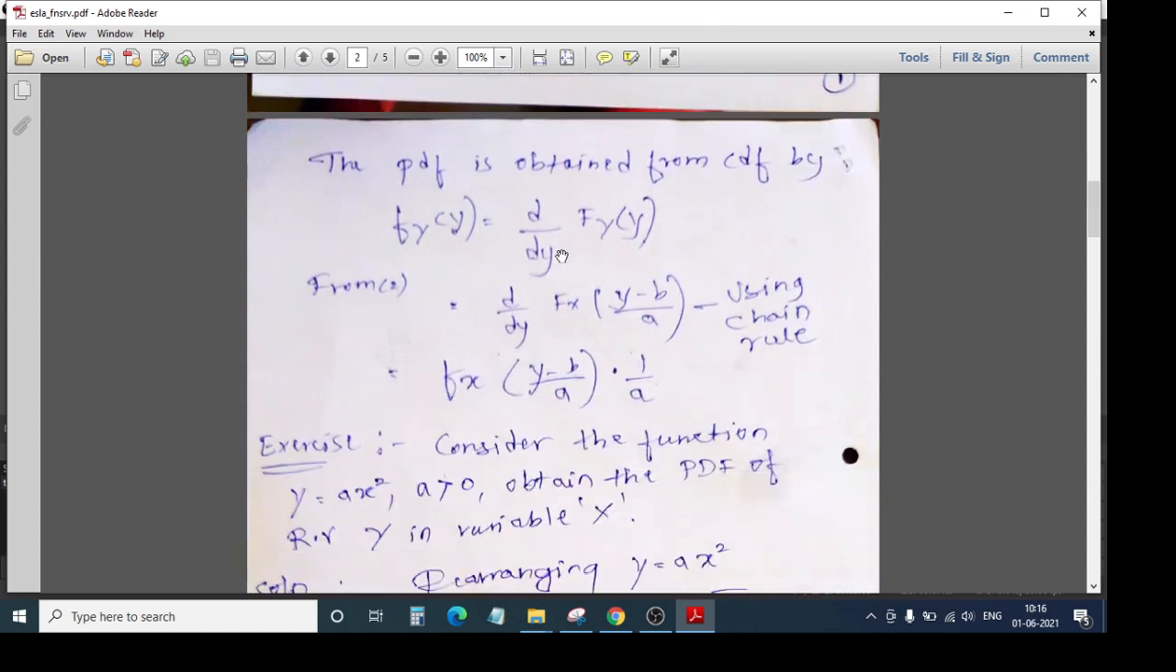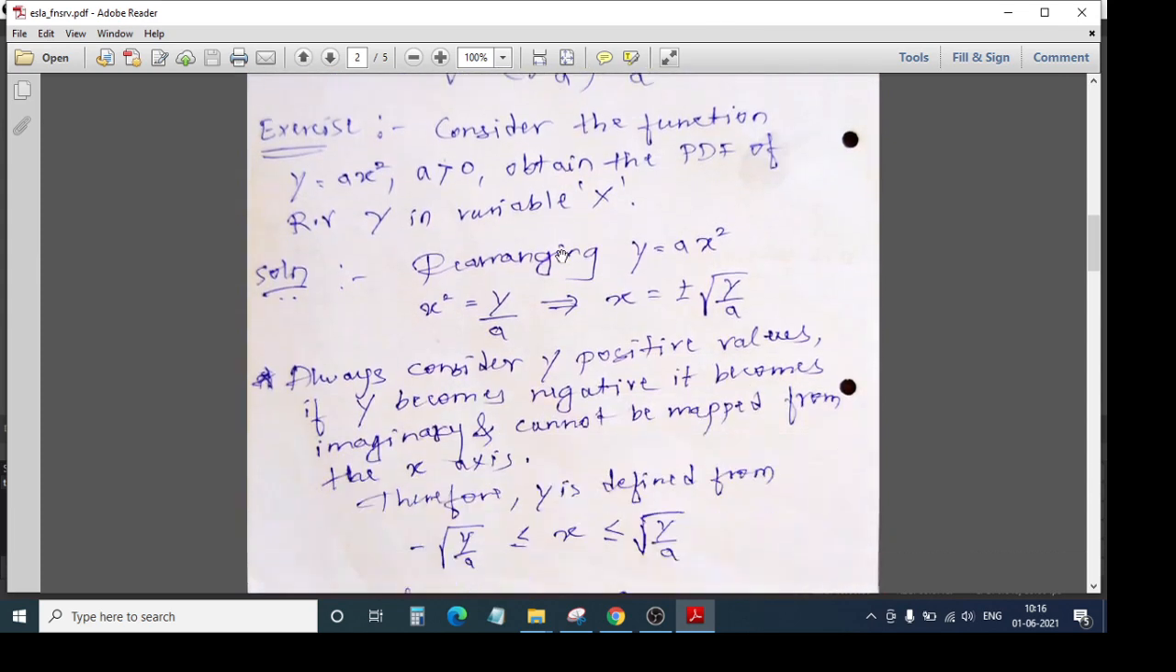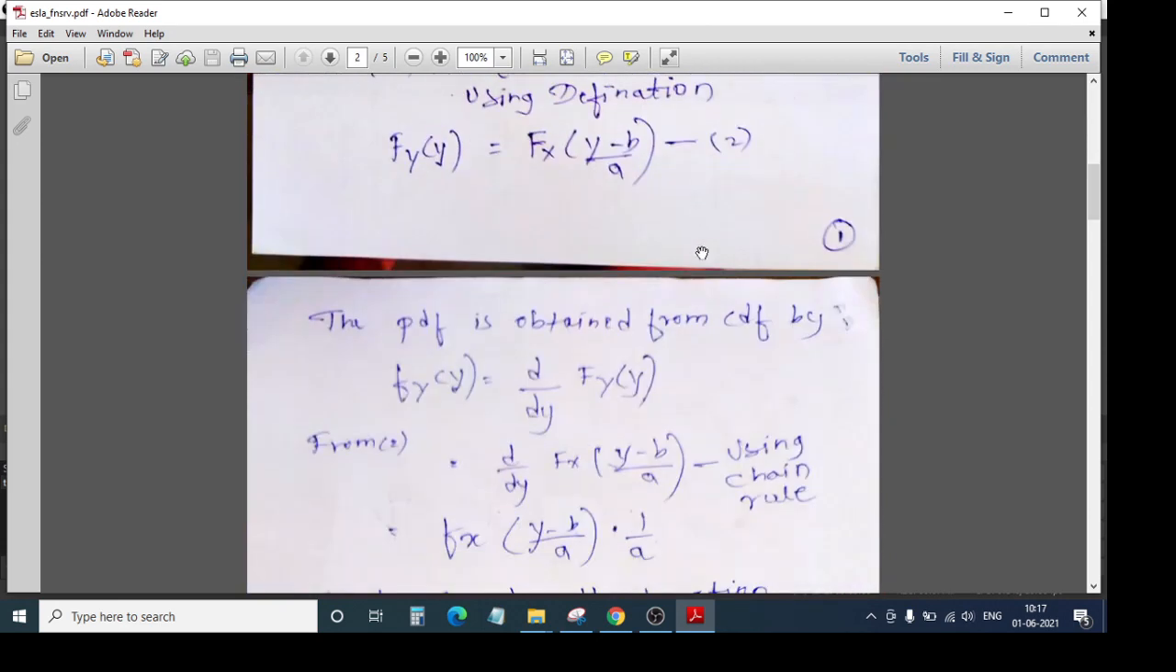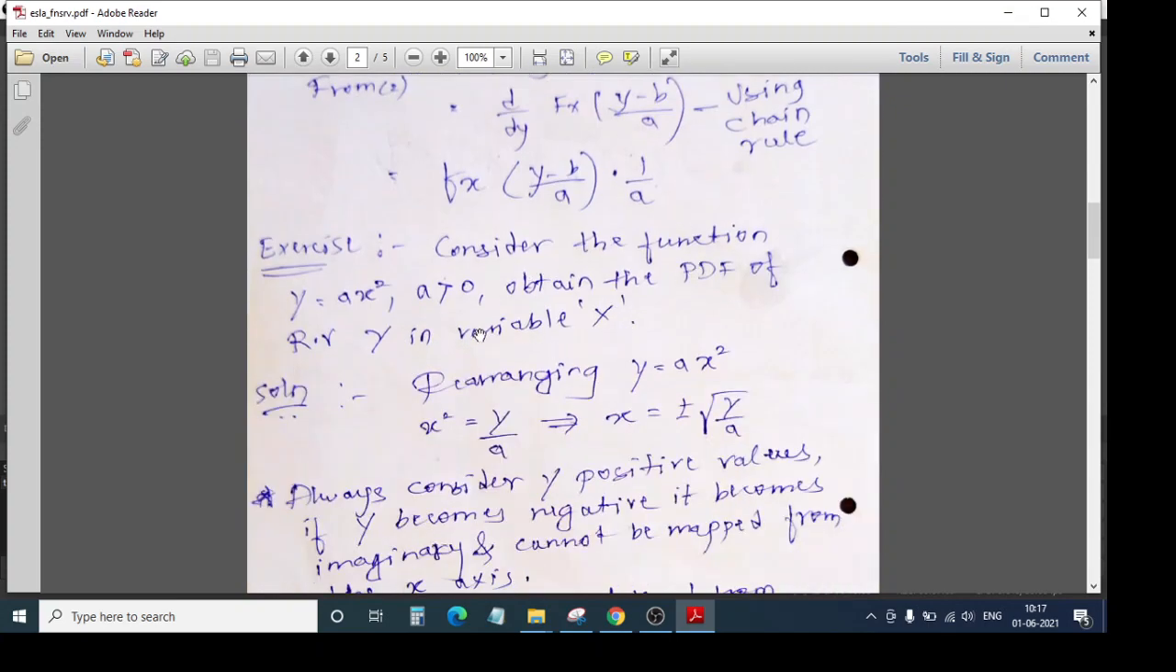So moving ahead, we'll try to do one more problem. Consider the function y is equal to a x square, and let us say that a is greater than 0. We need to obtain the PDF of the random variable y in terms of x. See here, friends, it is a similar problem. Here we are trying to find the PDF of random variable y. Here also we have found the PDF of random variable y from the PDF of x, from our random variable x.